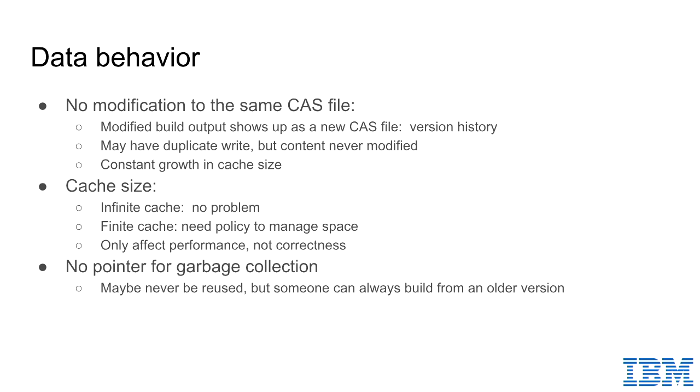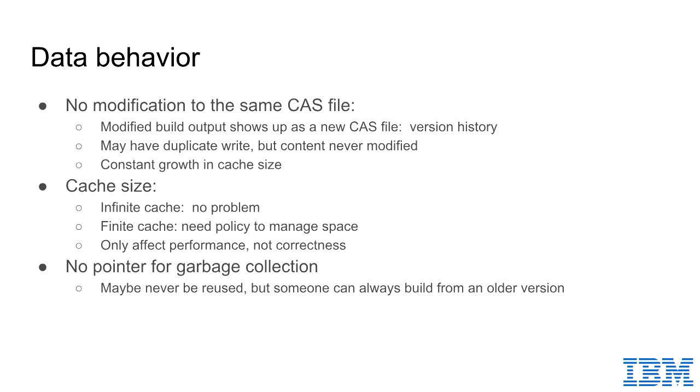We see that all the builds keep different versions of the output in the cache. You could have duplicate writes to the same output, but the content never changes. What it means is that the cache is going to constantly grow in size. With our TensorFlow build, we see that it can grow from 0 to 137 gig in just about 10 builds. So it grew pretty quickly.